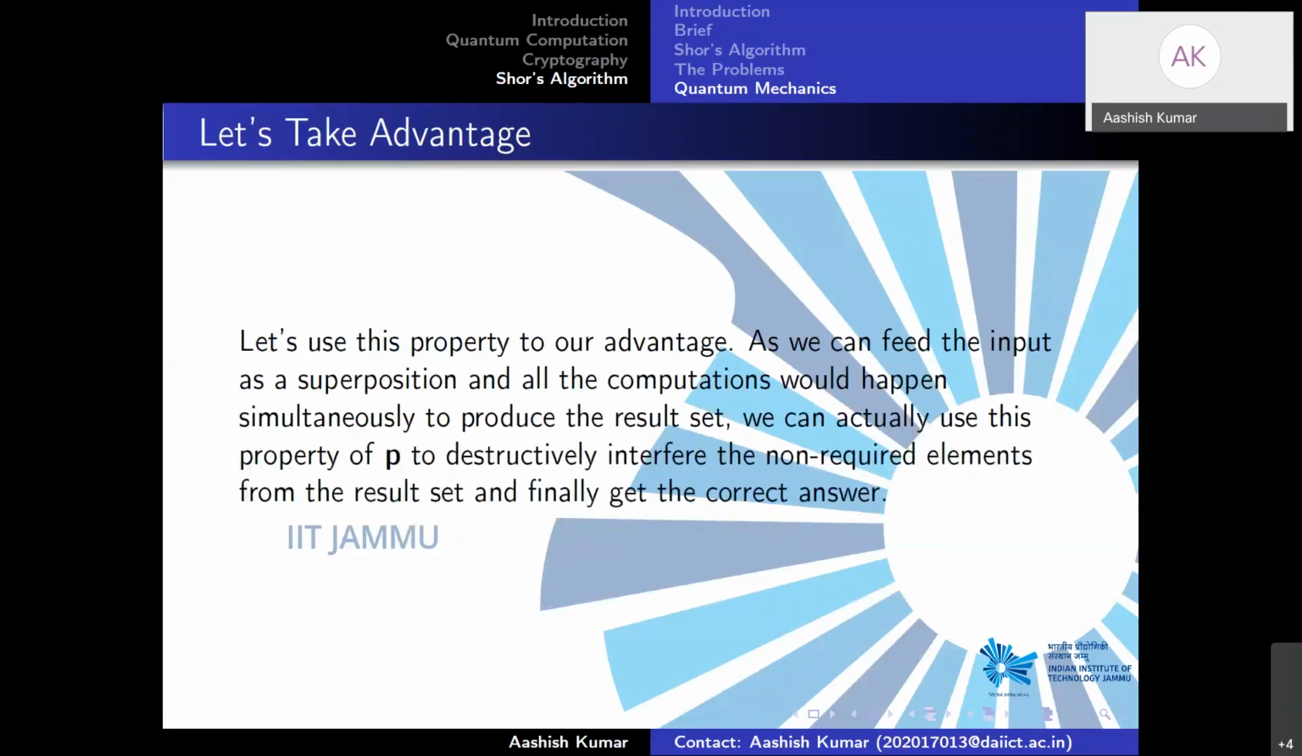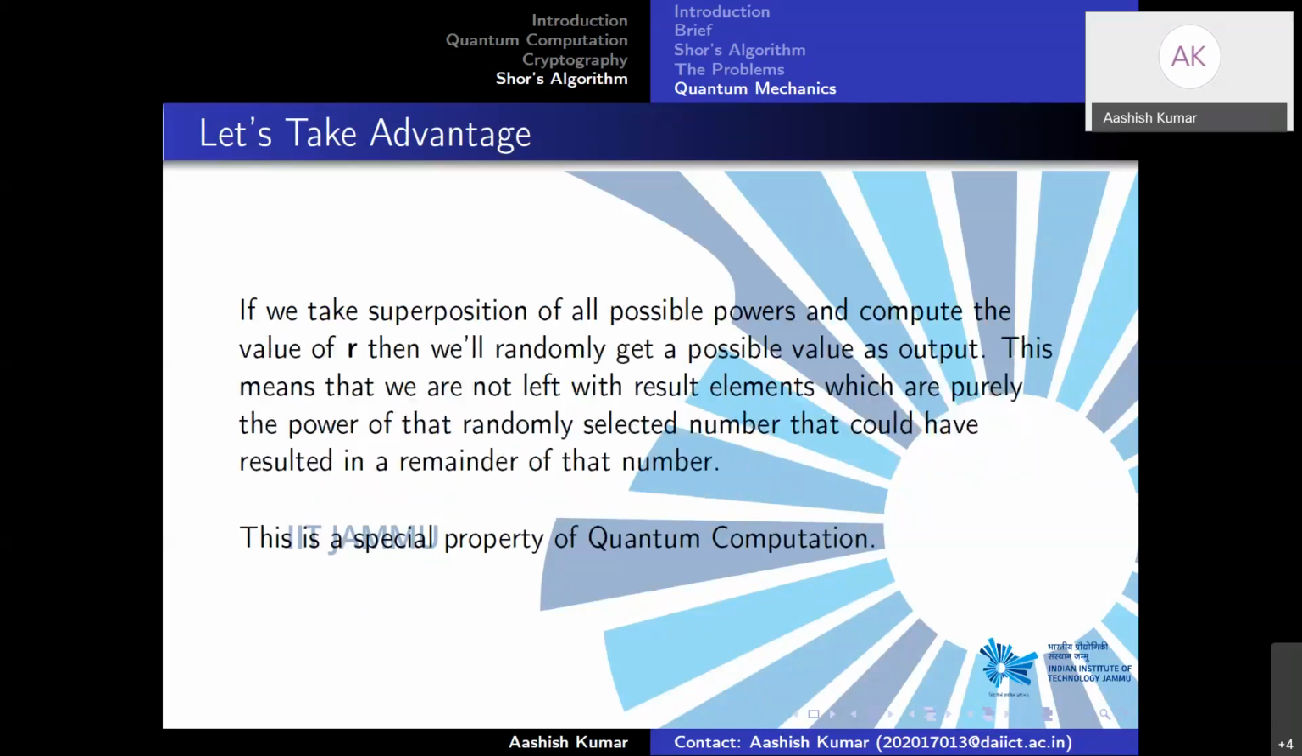So let's take advantage of this observation. We can feed the input as a superposition, and all the computations would happen simultaneously to produce the result set as discussed before. And we can actually use this property of P to destructively interfere the non-required elements from the result set and finally get the correct answer.